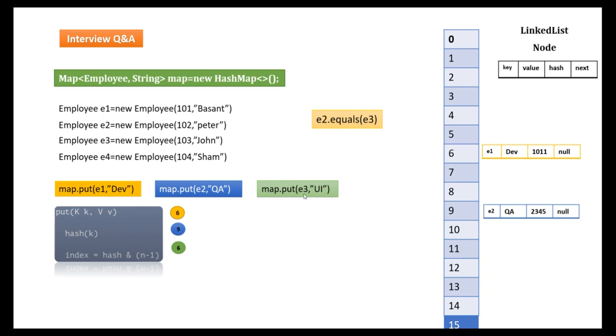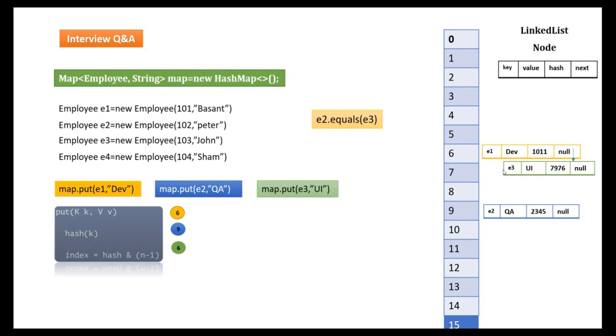If it finds a difference, it will immediately store that entry in the same bucket, bucket 6. And now the next reference will not be null. It means in bucket 6 there will be two nodes: E1 is the first node and E3 is the next node. That's the reason E1's next points to the second node. Okay, so this is placed in 6 only.